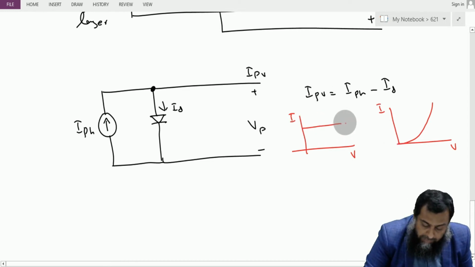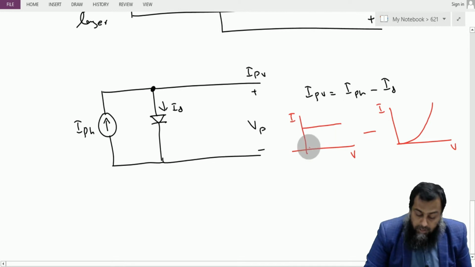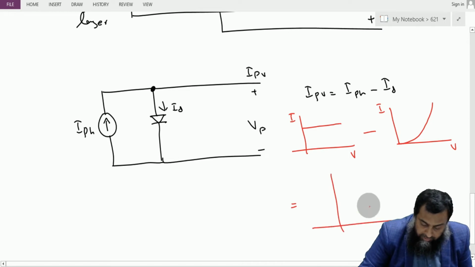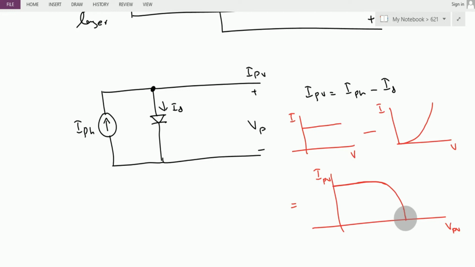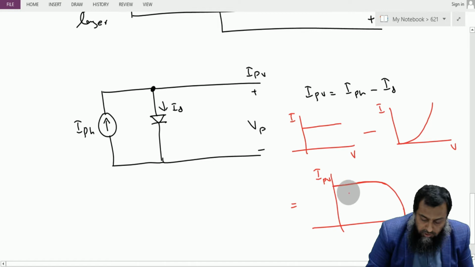So if you notice here, this IPV is the current IPH minus the current ID. If I subtract these two from each other point by point, then the characteristic curve looks something like this one. This is the voltage V and this is the current I, so this is IPV and this is VPV. And you see this curve has non-linear characteristics, and it contains only one point where the maximum power is achieved. Now we will expound in today's class a few important points about this IV characteristic curve, and thereafter we will develop a complete model incorporating the losses that are encountered in a practical photovoltaic cell.